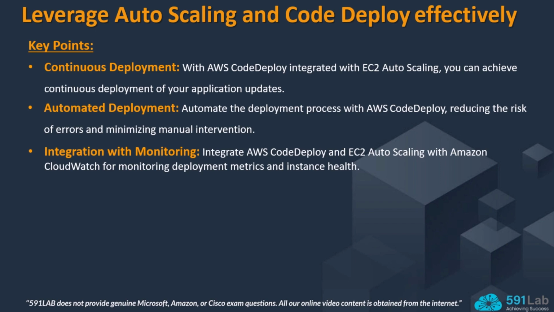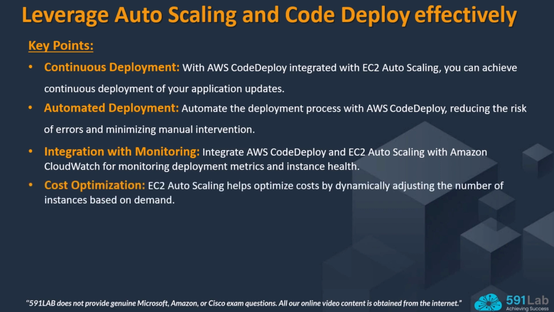Integrate AWS CodeDeploy and EC2 auto scaling with Amazon CloudWatch for monitoring deployment metrics and instance health. This allows you to track the progress of deployment, monitor the performance of your application during and after deployment, and trigger auto scaling actions based on predefined alarms and metrics.